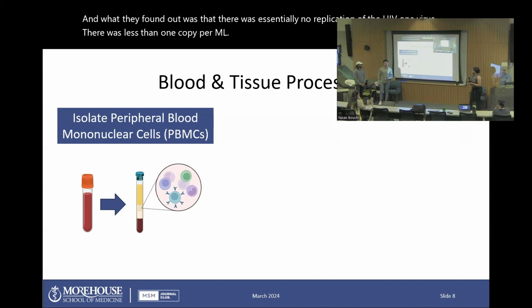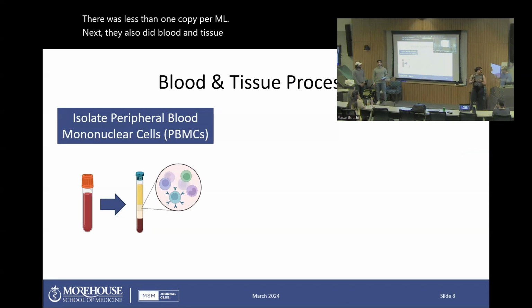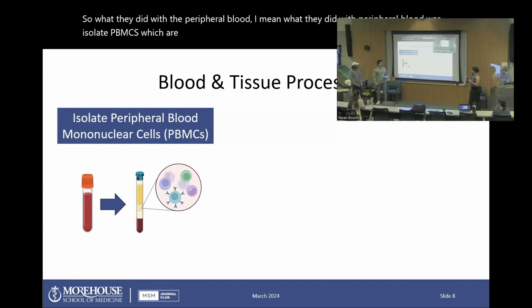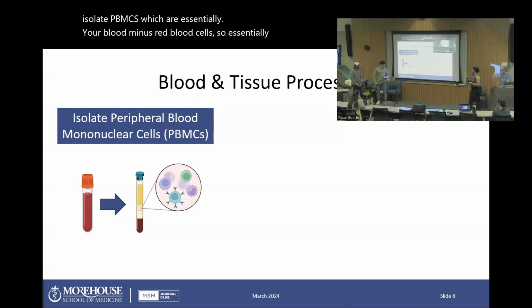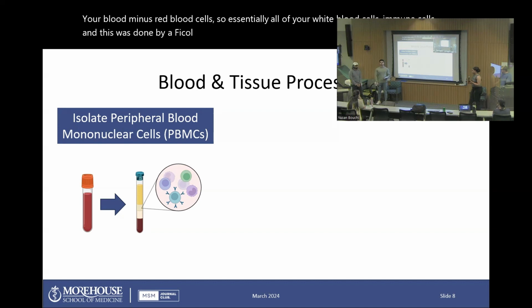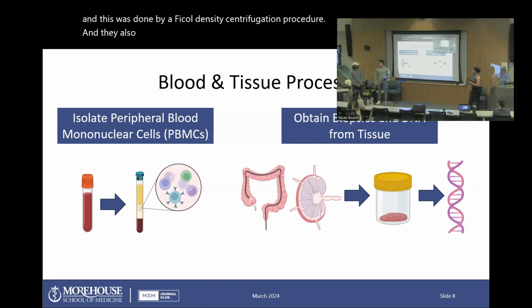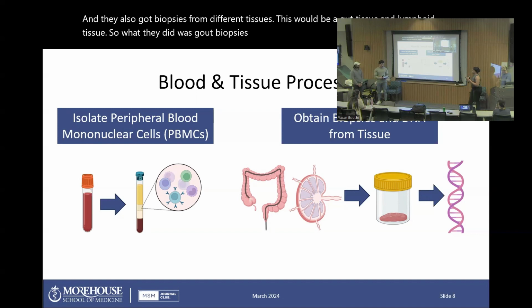Next, they also did blood and tissue processing. With the peripheral blood, they isolated PBMCs, which are essentially your blood minus red blood cells, so essentially all of your white blood cells, your immune cells. This was done via a Ficoll density centrifugation procedure. They also got biopsies from different tissues, such as gut tissue and lymphoid tissue, and then extracted DNA from those biopsies.